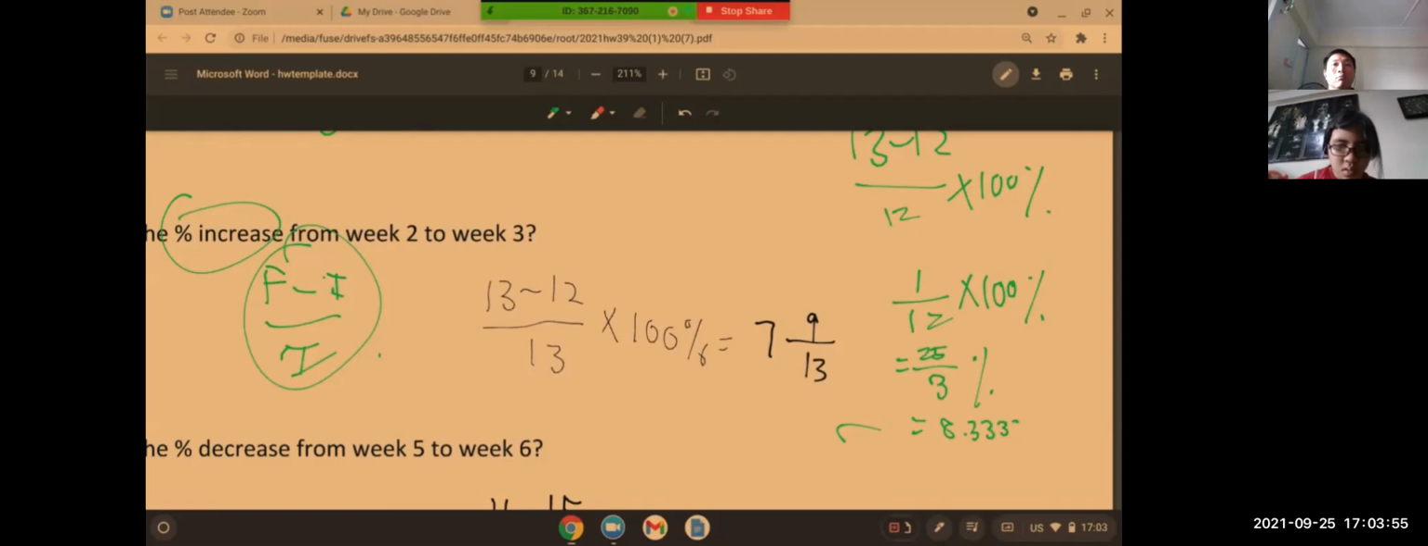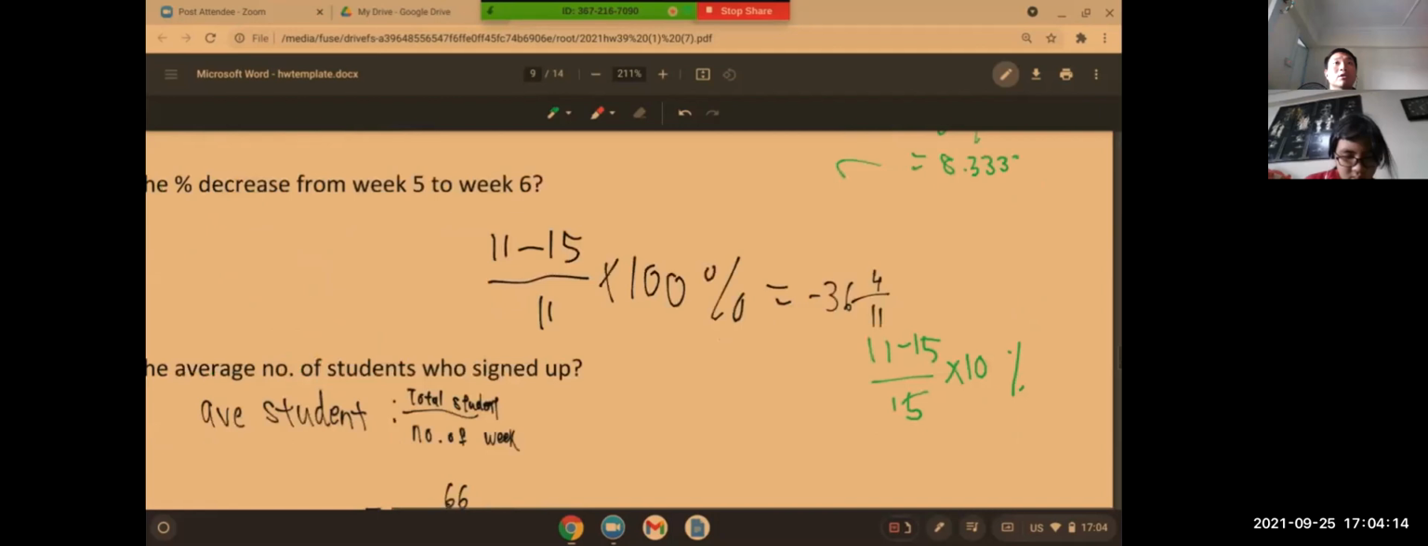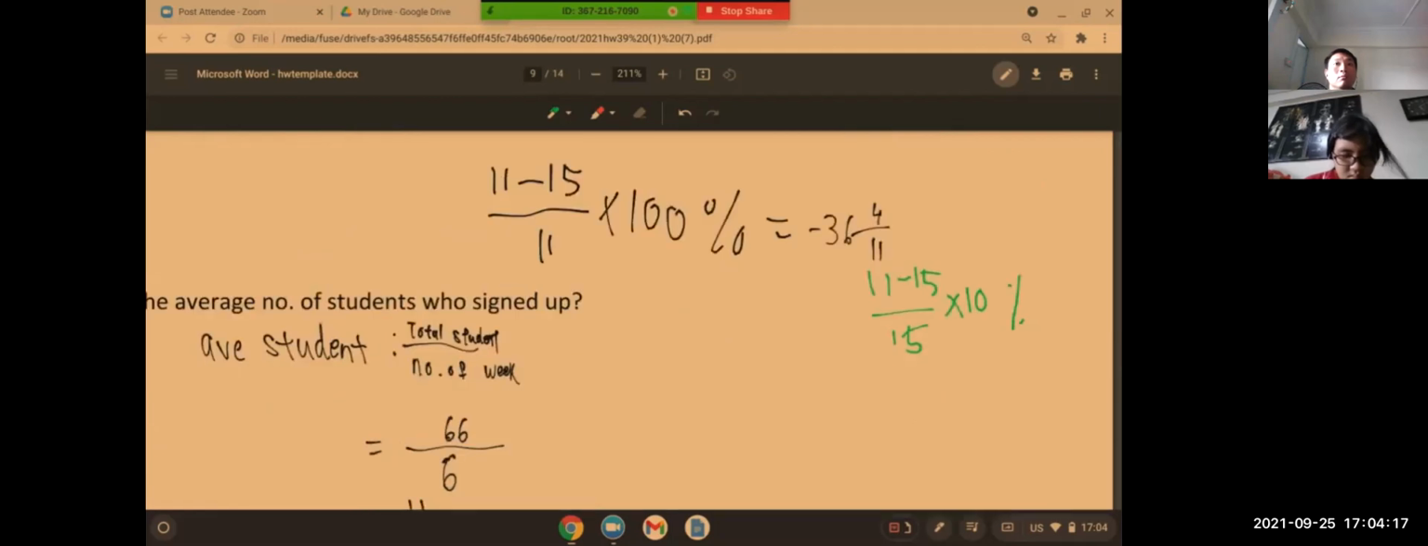You cannot round. So what you're supposed to do? You also don't want to write it all out. So what you're supposed to do? You put it in what format? You have a calculator with you. What format are you supposed to show me? Fraction. Yes. Do it.